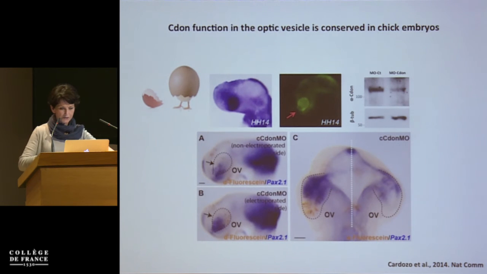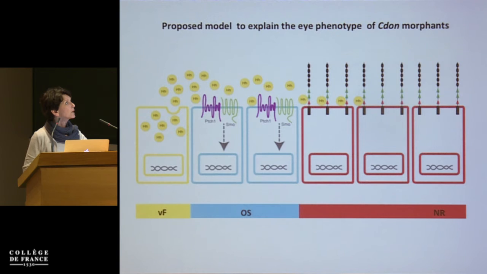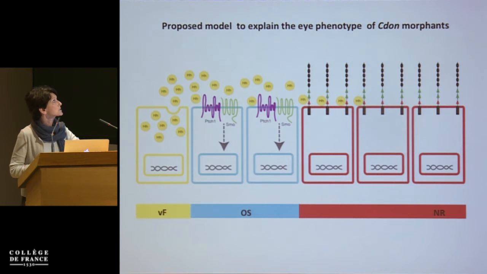at the expense of the optic vesicle. So this brings us to a model in which we believe that Kedon is expressed in the neural retina to limit the effect of sonic hedgehog that comes from the midline to the region of the optic stalk.